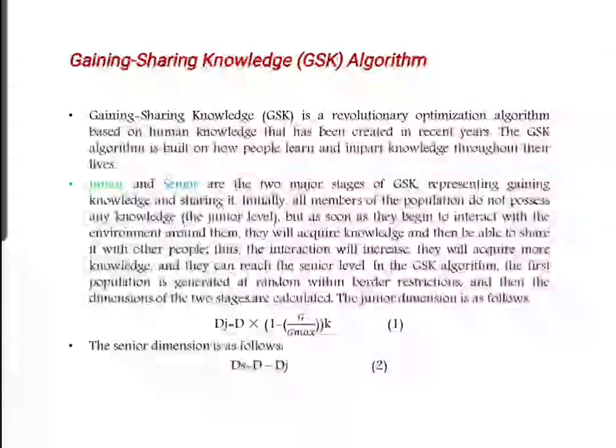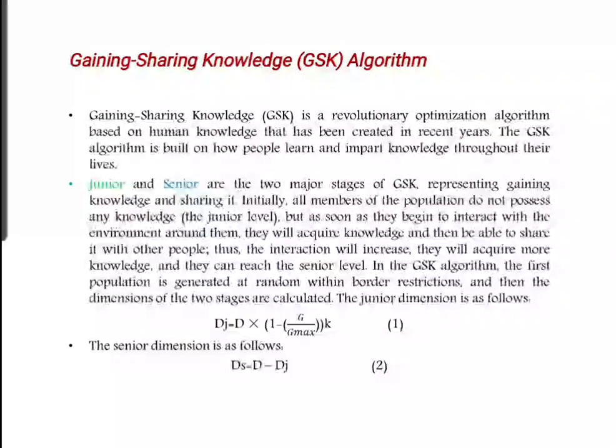Gaining sharing knowledge optimization algorithm is a revolutionary optimization based on human knowledge that has been created in recent years. The GSK algorithm is built on how people learn and impart knowledge throughout their lives. Junior and senior are the two major stages of the GSK, representing gaining knowledge and sharing it. Initially, all members of the population don't possess any knowledge in the junior level, but as soon as they begin to interact with the environment around them, they will acquire knowledge and then be able to share it with other people. Thus, the interaction will increase. They will acquire more knowledge and they can reach the senior level.